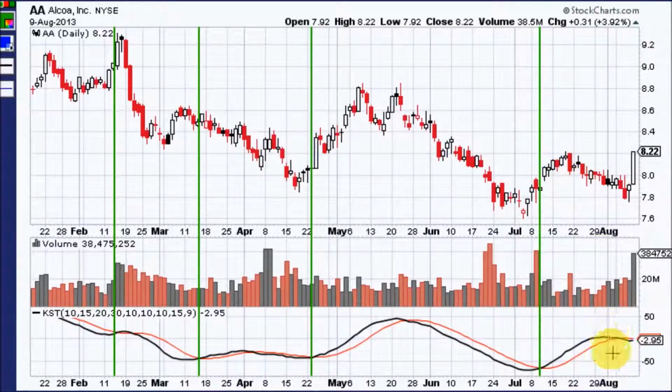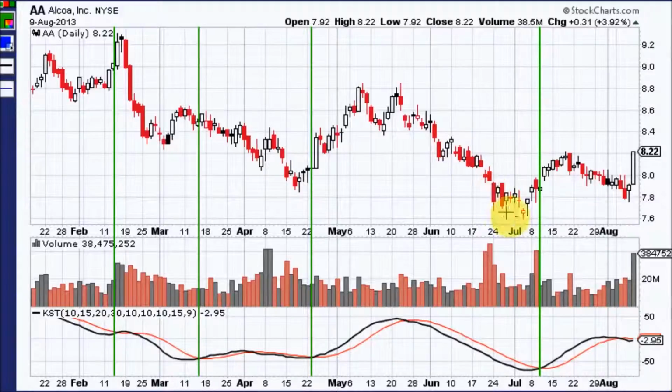Okay, now right here, it has crossed back down through the signal line, but because of the huge volume on Friday and the huge white candle that opened at the low and closed at the high, closed above this doji reversal. That's the highest close since back in this area right in here. Okay, so that's what you want to see.